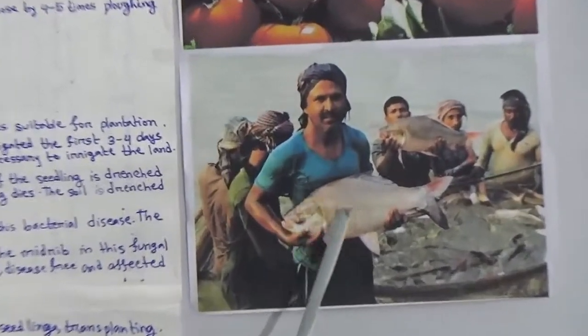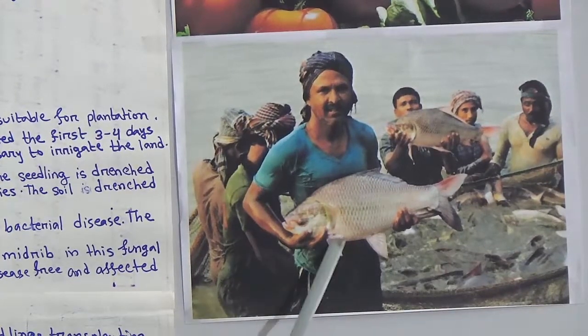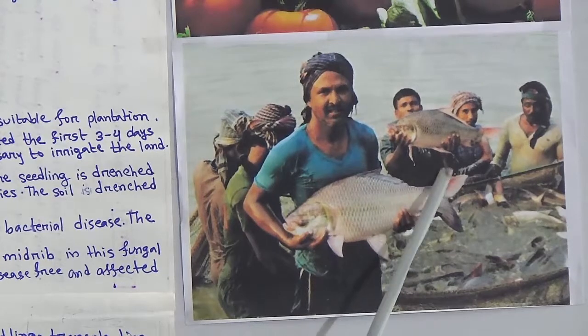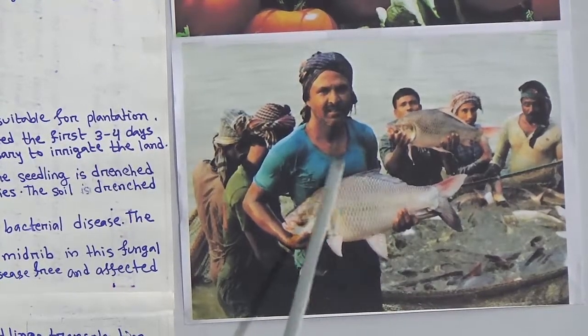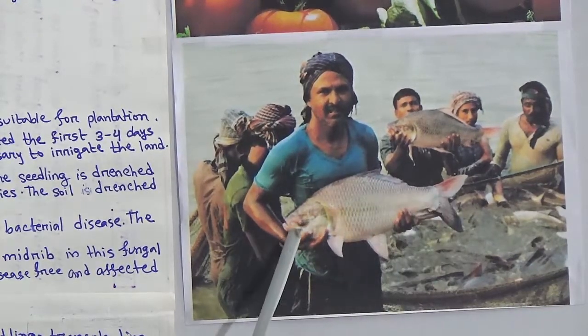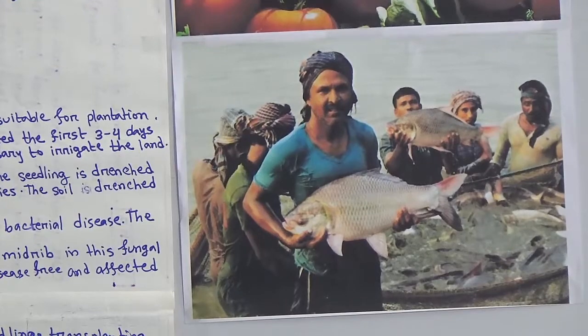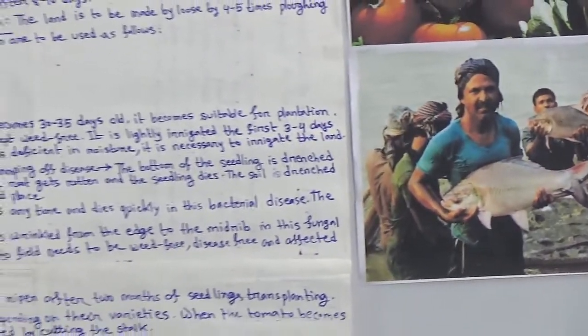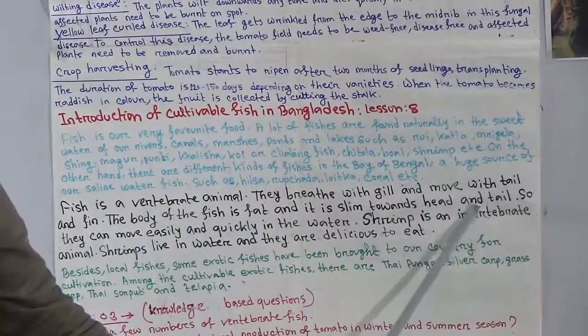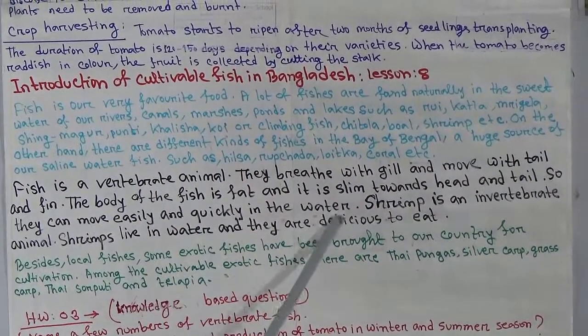They can take breath with this gill, and it is noticed that their head is very slim and their tail also is very slim, but their body is fat. Their head and their tail are slim so that they can move easily and quickly. The body of the fish is fat and slim towards head and tail, so they can move easily and quickly in the water.